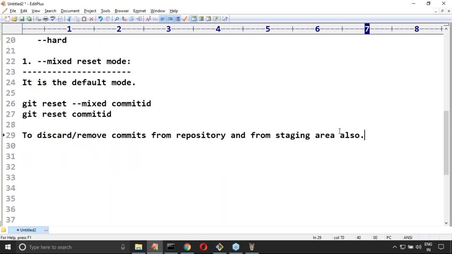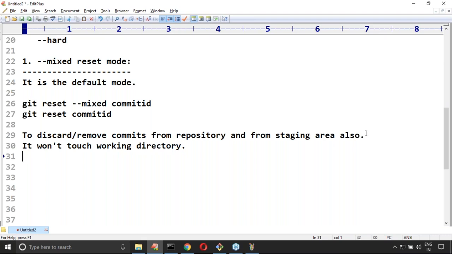Now observe that the changes will be removed from which areas? Please confirm. If I use hyphen mixed, the changes will be removed from which areas? Two areas. One is repository, second one is staging area. Next, it won't touch one area. Which area? It won't touch the working directory. Is it clear?